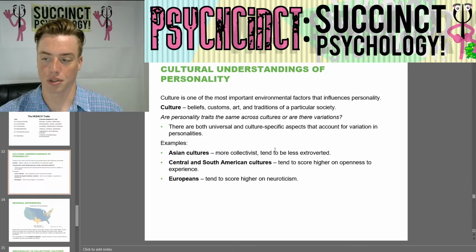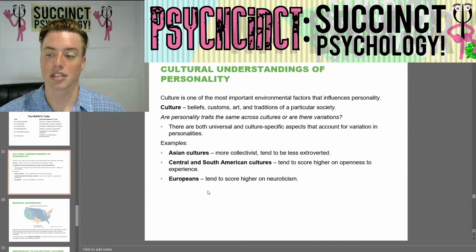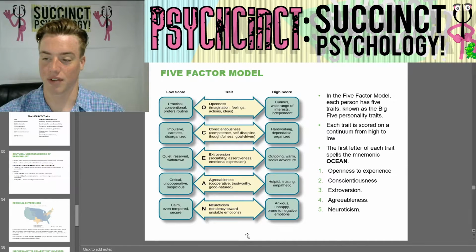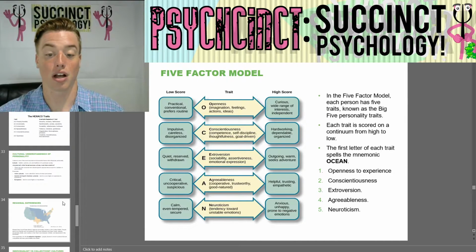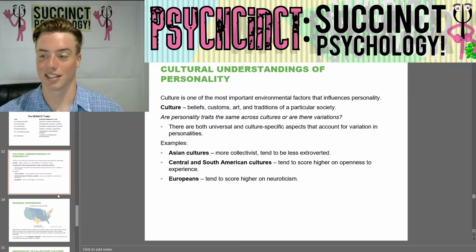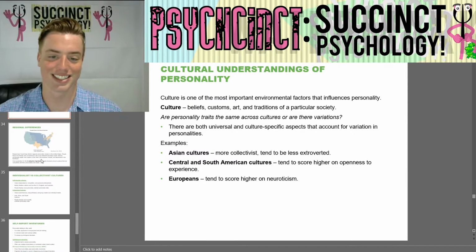Examples: Asian cultures are more collectivist and tend to be less extroverted. Central and South American cultures tend to score higher on openness to experience, whereas Europeans tend to score higher on neuroticism, which isn't good because you remember from the 5-factor model, that has a tendency toward unstable emotions. So it's not good that all of Europe has a tendency for that, apparently.